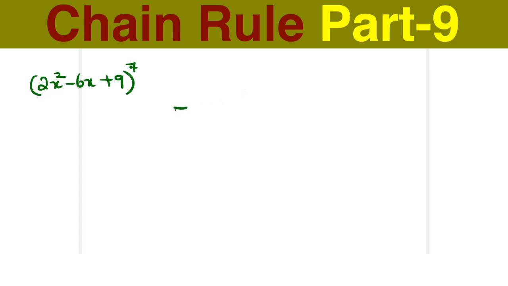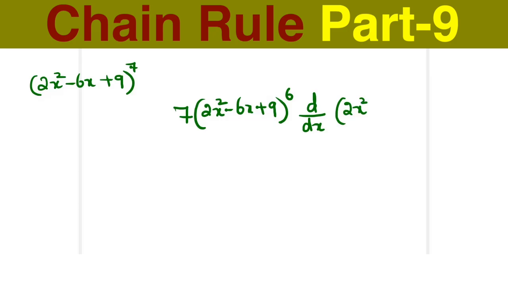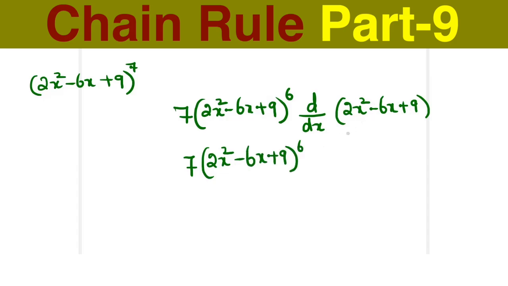So it is 7 into t⁶, where in our case t is 2x² − 6x + 9, the whole power 6, into d by dx of this t, which is going to be 2x² − 6x + 9. Now let's differentiate this function. I'm going to retain the others as such. So 7 into (2x² − 6x + 9)⁶. And let's do this differentiation.